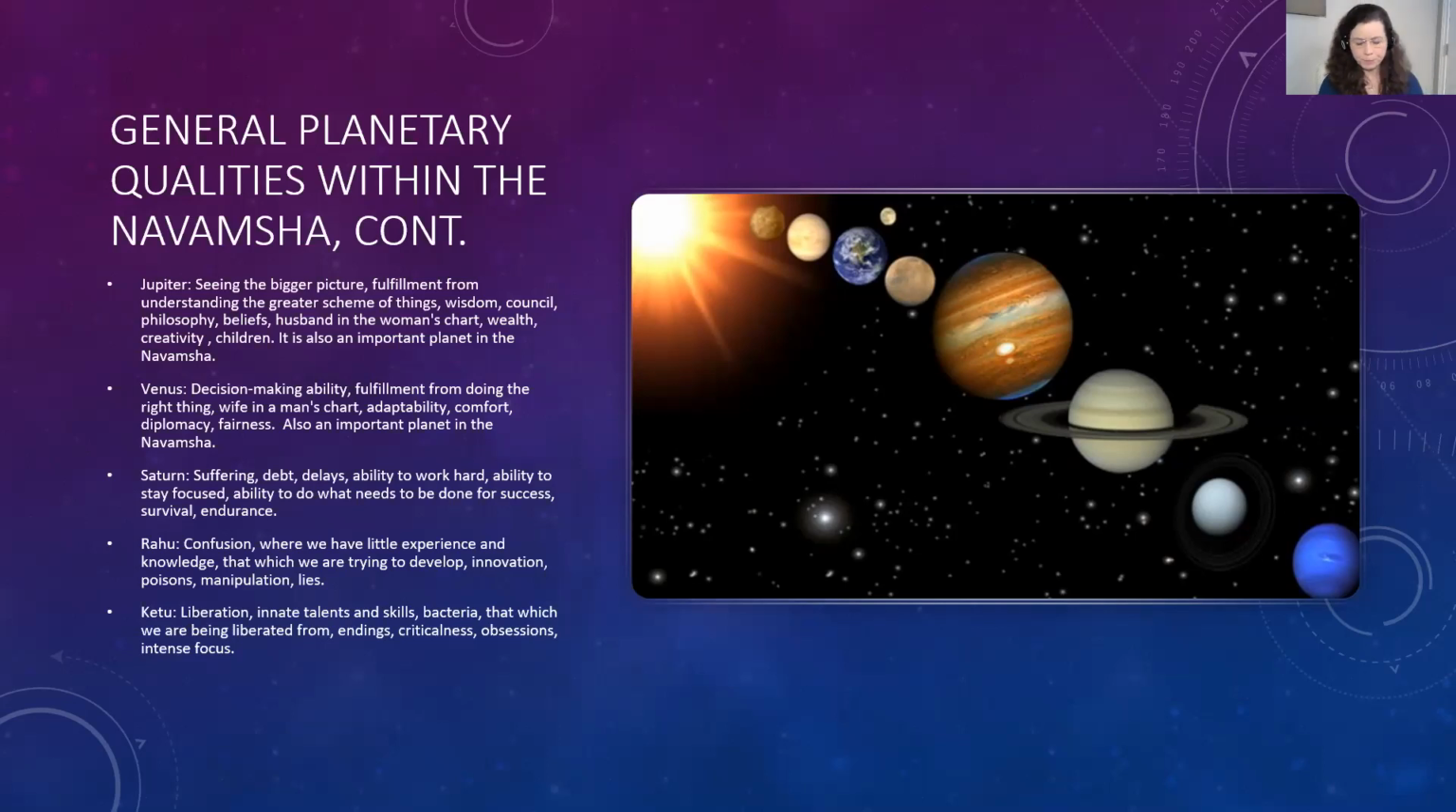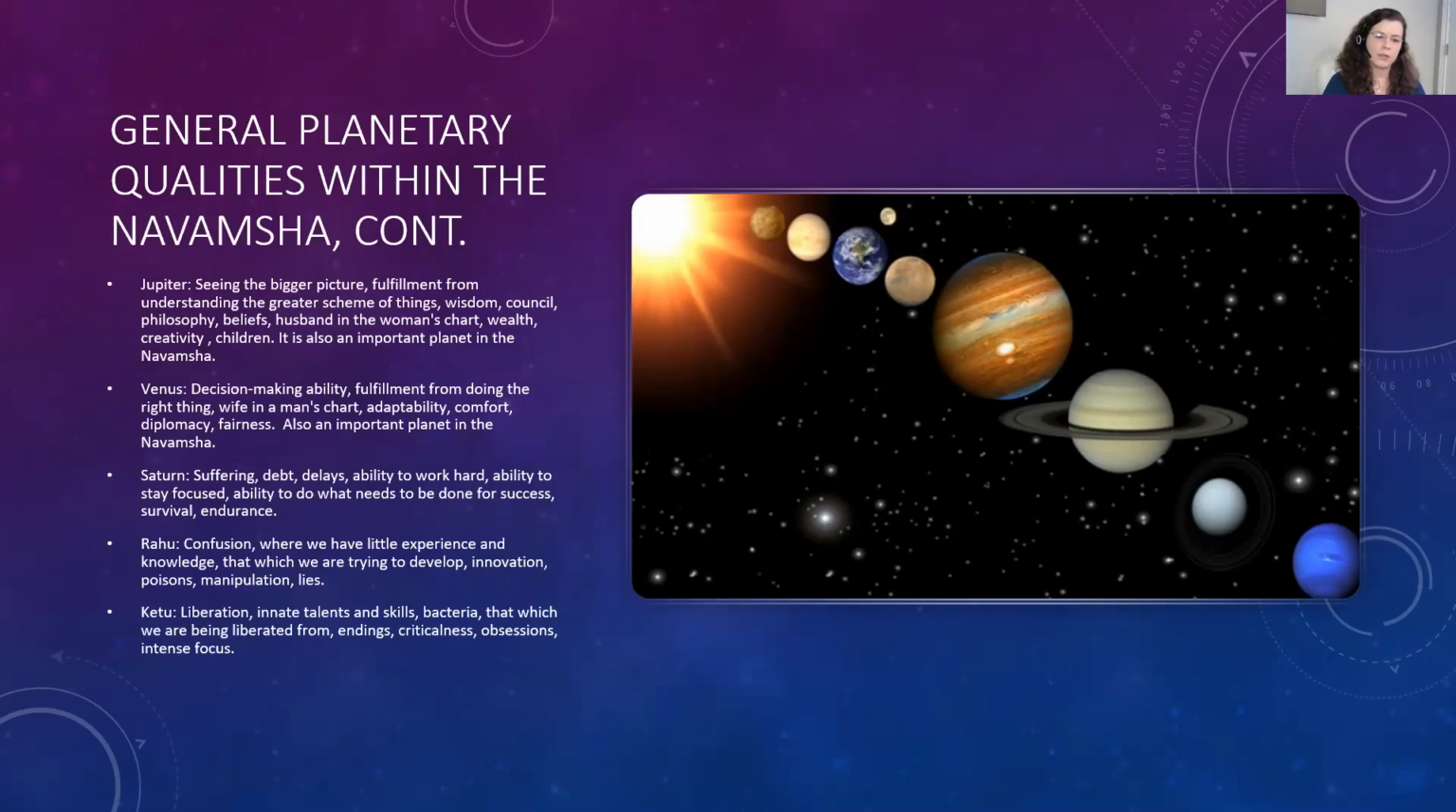A good Saturn is very important in the Navamsha because marriage to one person is a lifelong commitment. Marriage is a long-term committed relationship. And Saturn is a very slow-moving planet. It's the slowest in our solar system, and it has everything to do with longevity and our capacity to endure and stay the course for the longer term.